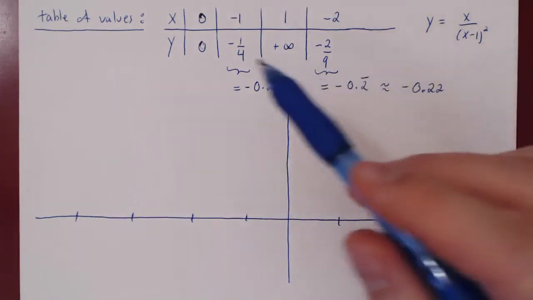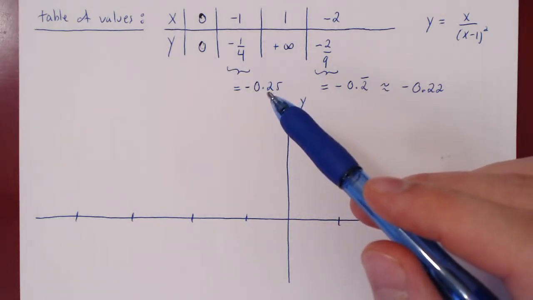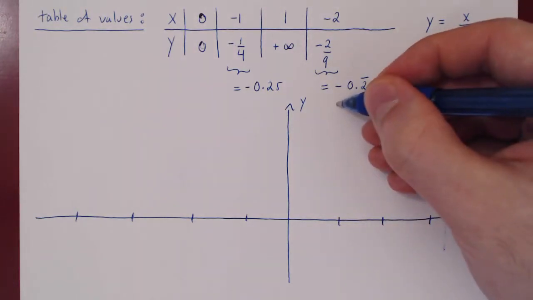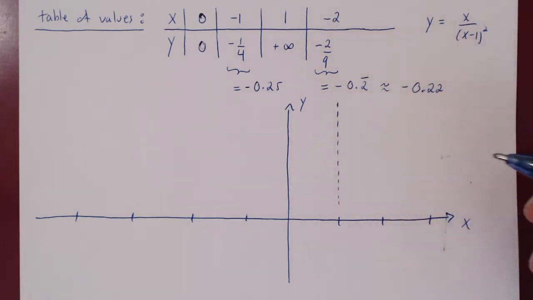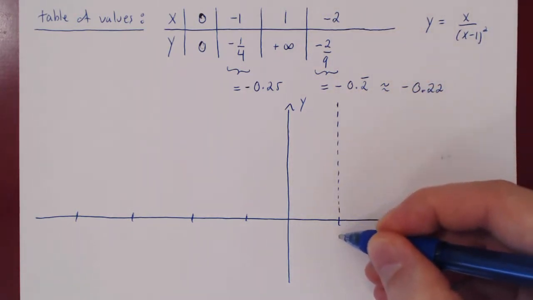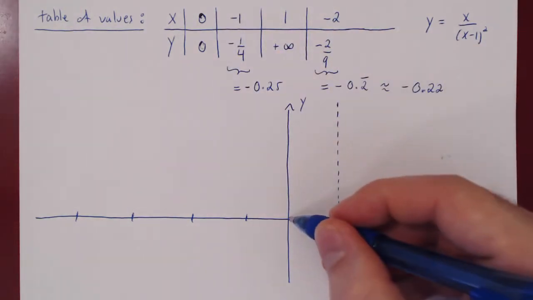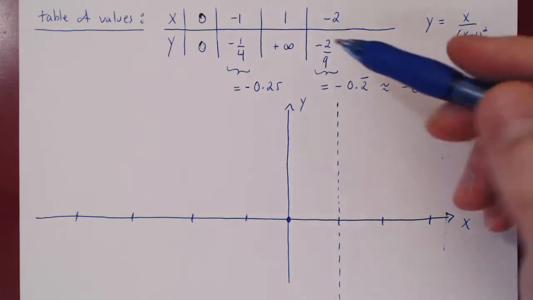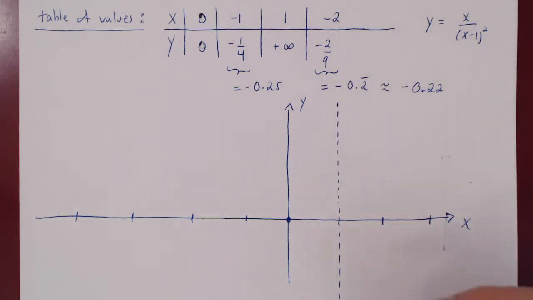Now along y, our values range from roughly -0.25 to, well, positive infinity. At x equals 1, we have a vertical asymptote. So we can draw here a dotted vertical line to signify that at x equals 1, we have a vertical asymptote. So we have the point (0, 0), which is right here. Now along the y-axis, let's go in intervals of, say, 0.5.